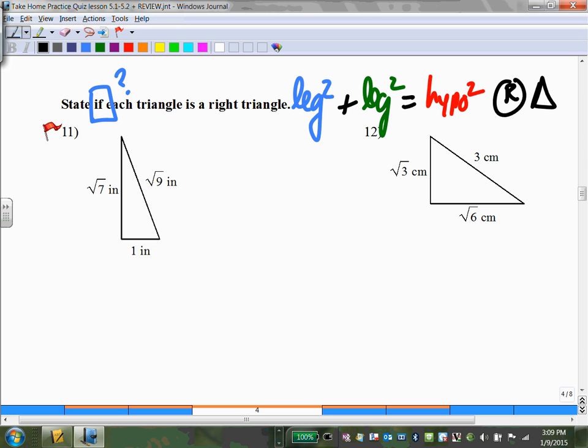So what you want to do is take the 3 sides, put the longest side by the hypo, and then if this works, it's a right triangle. If it doesn't work, it's not a right triangle.